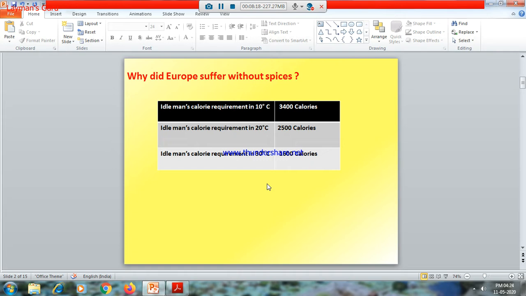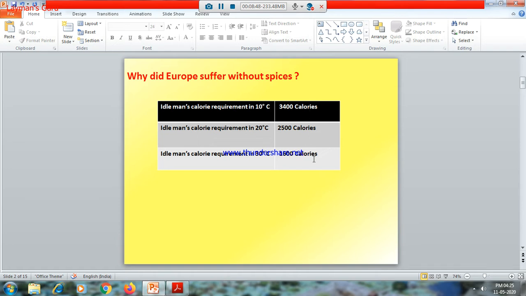If a man is just simply lying in the bed all day, how much calorie will he need? That is the calculation here. Ideal man's calorie requirement at 10 degrees Celsius, when the room temperature or the weather is 10 degrees Celsius, is 3400 calories. At 20 degrees Celsius it is 2500 calories. At 30 degrees Celsius it is 1600 calories.